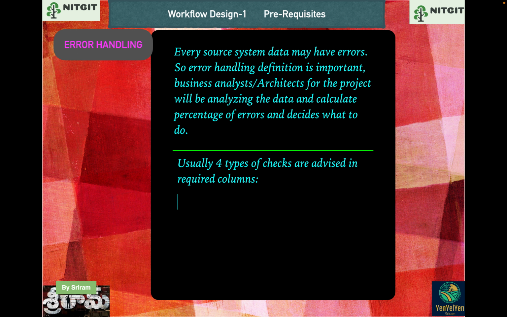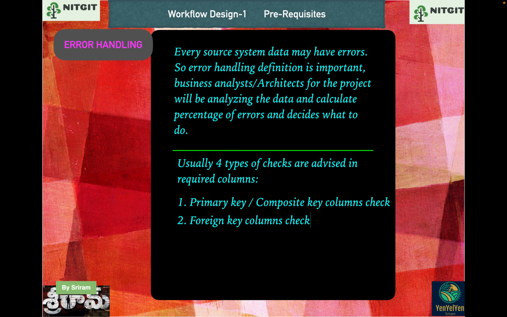Usually, 4 types of error checks can happen or are advised. Required columns: a column from source which can form a primary key or a composite key column check. Foreign key column check: if any column coming from source is used as a foreign key, then it should not be null. Domain key, lookup key errors: if any currency key coming from source is not present in the currency table, then there is a problem. Say, for example, manually somebody entered currency as IND, whereas INR is the Indian currency, then it will fail, right? This transaction will go into error.